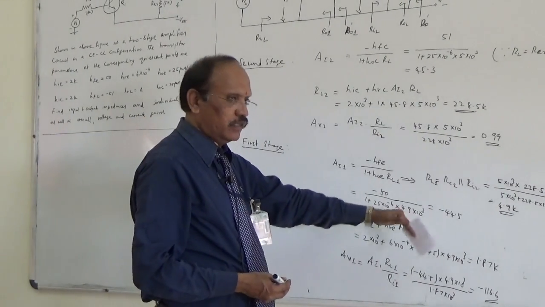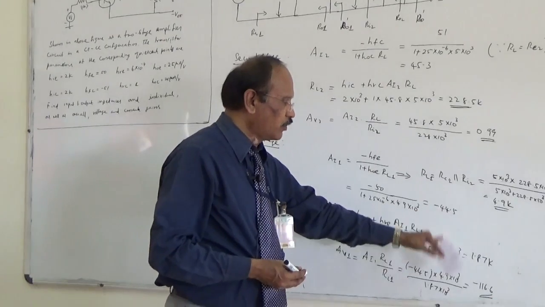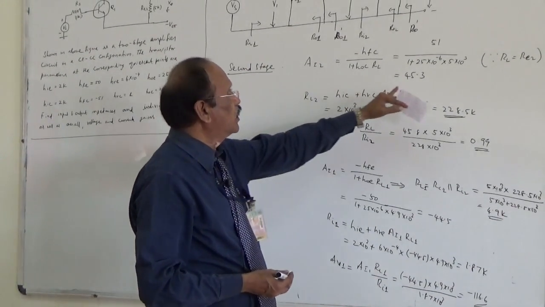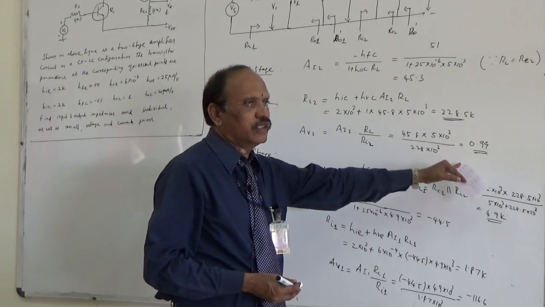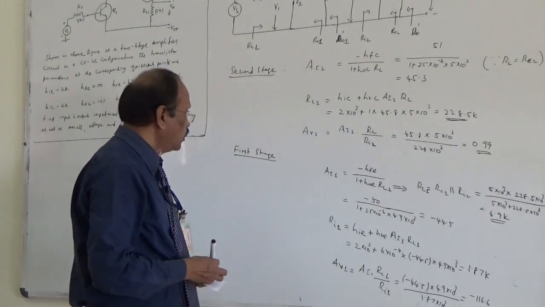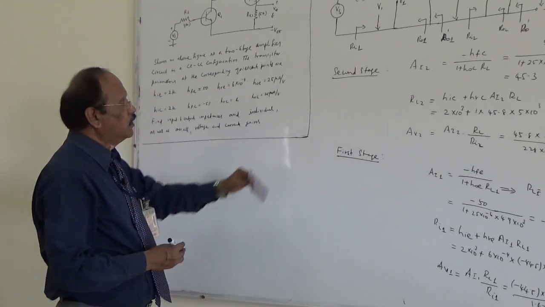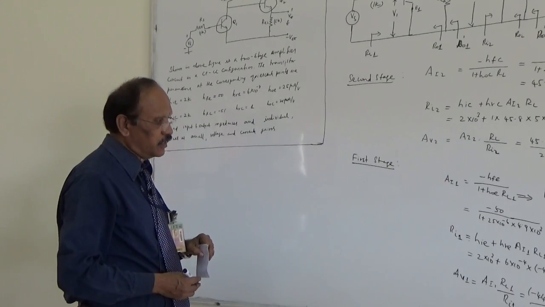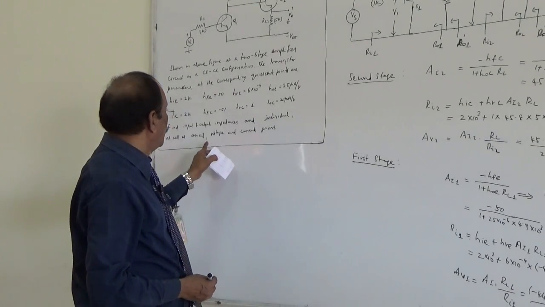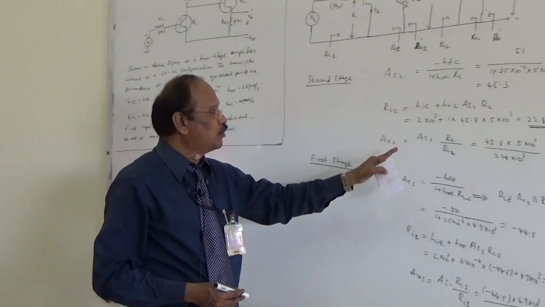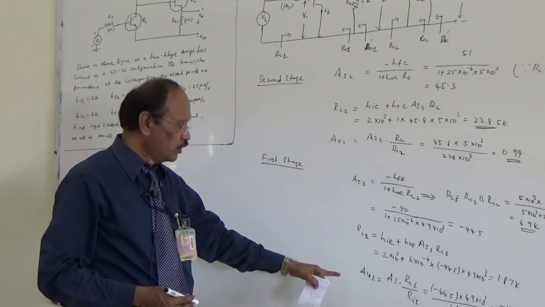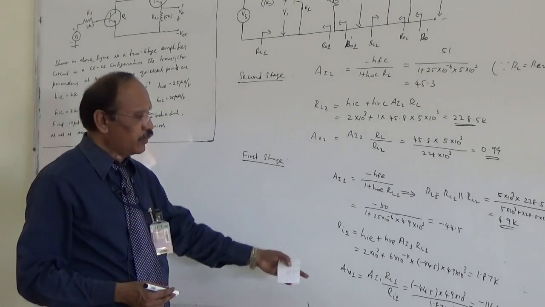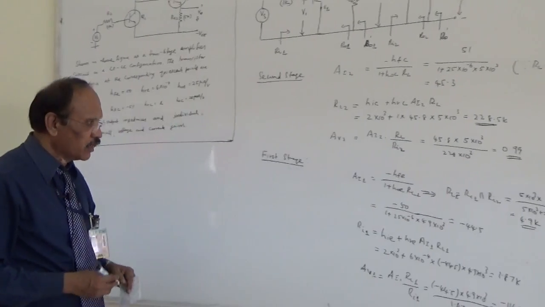So only for common emitter, the voltage gain and the current gain both will be greater than 1. Forget the minus sign. Whereas for common collector the current gain is higher, whereas the voltage gain is less than 1. So now we have determined the individual current and voltage gains for both stages. We can also determine the overall voltage gain just by multiplying the individual values. AI1 into AI2 will give you the overall current gain, and AV1 into AV2 will give you the overall voltage gain.